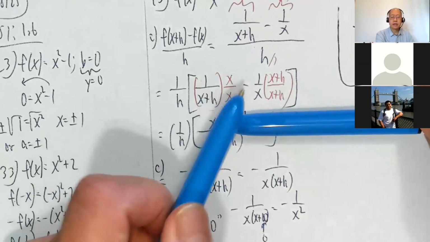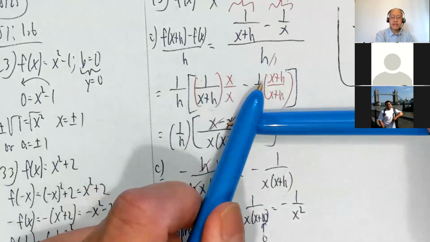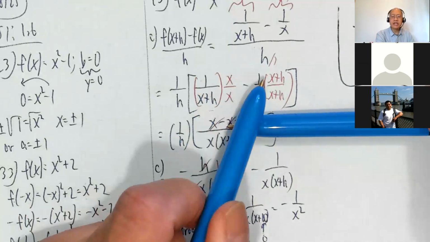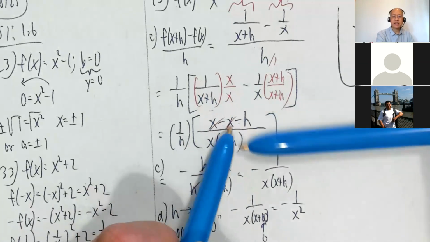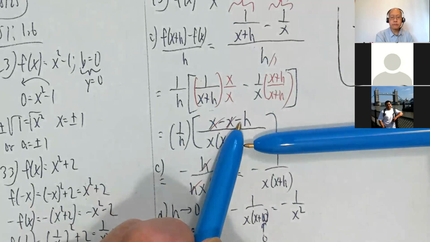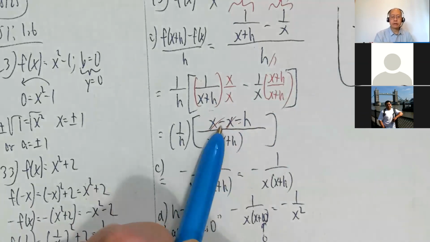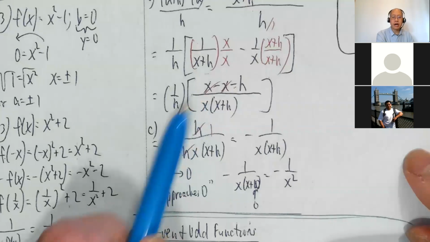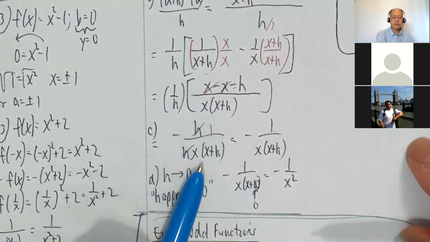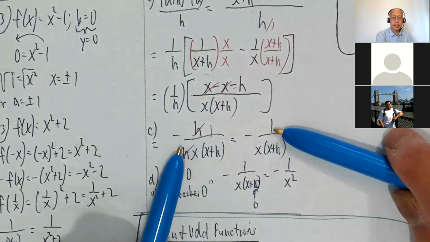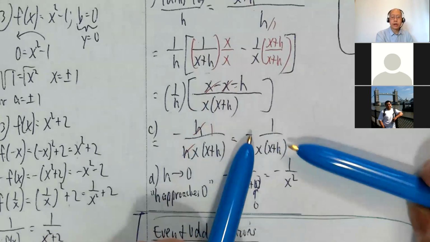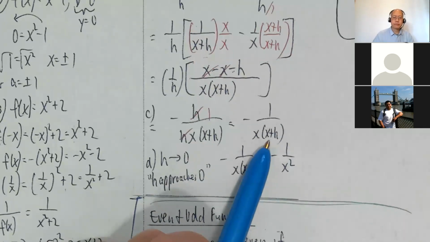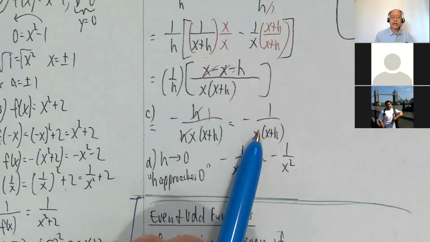1 times x is x minus parentheses x plus h. You can ignore the 1, right? Because 1 times that is that. So it's minus parentheses x plus h. So it's minus x minus h. Well, x minus x cancels out. So on top, I have a negative h. On the bottom, I have h, x, and x plus h. Well, I can cancel these h's. So I now have negative 1 over x times x plus h. So that's the answer to C.